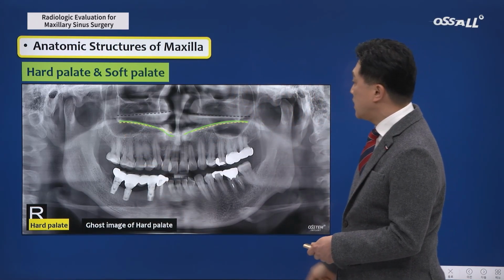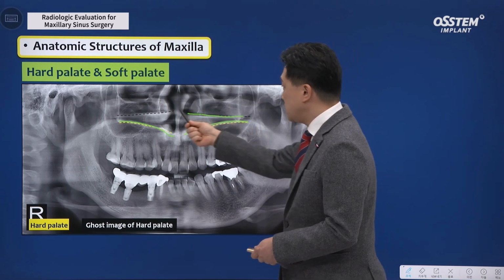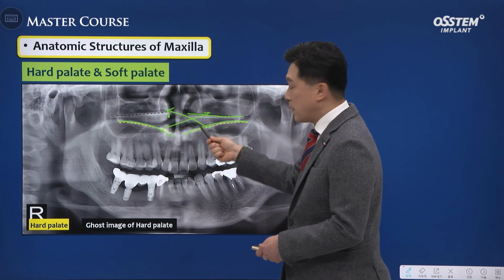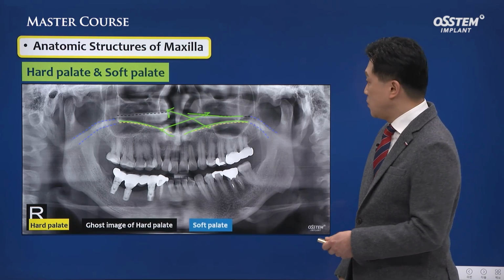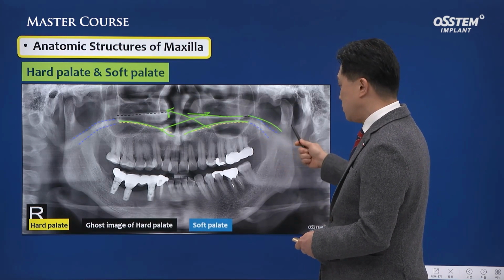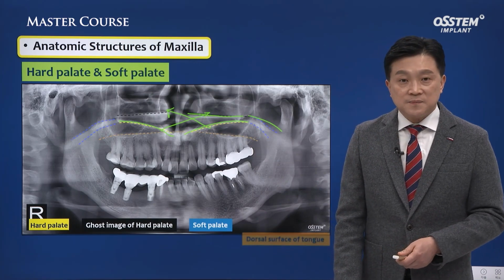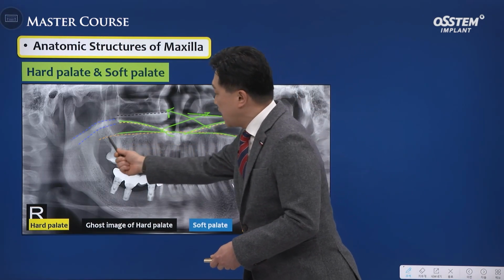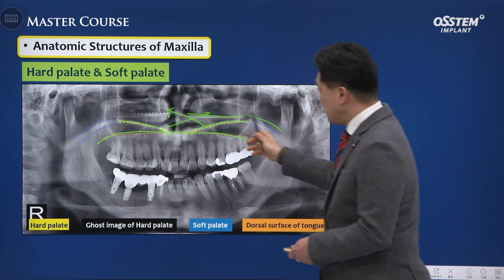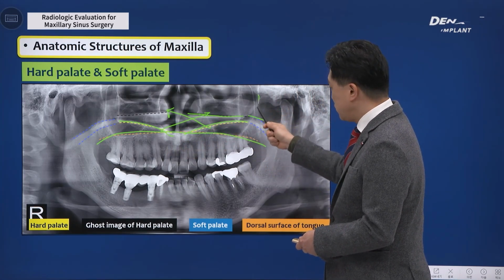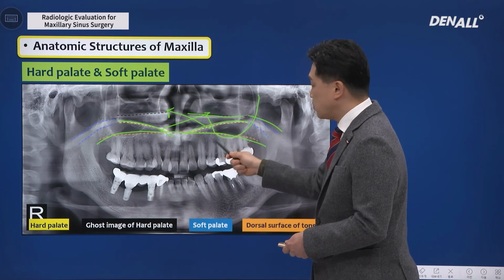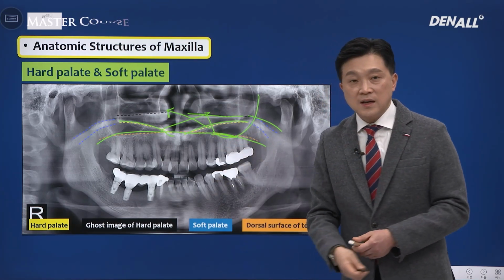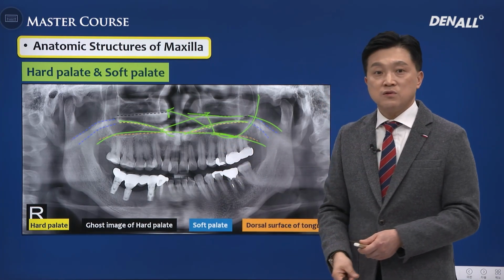There's the hard palate like this. This is the ghost image of the hard palate. The ghost image of this hard palate is reflected on the opposite side. As for the soft palate, this is it. The dorsal surface of the tongue is like this. They all cross the sinus. Unless you have a panoramic image with a clear sinus floor, if there is the slightest blurring, and if they are fully overlapping, then it can be very difficult to detect the sinus floor.